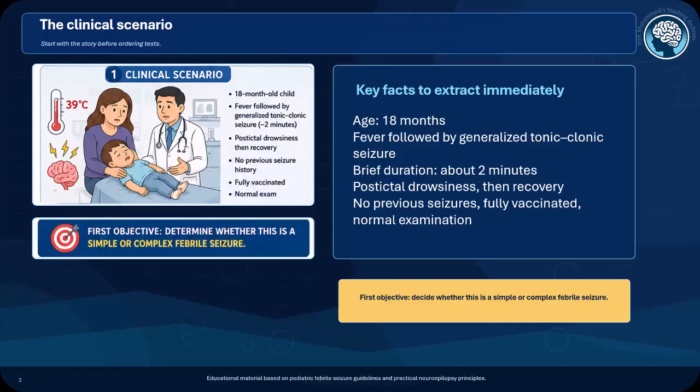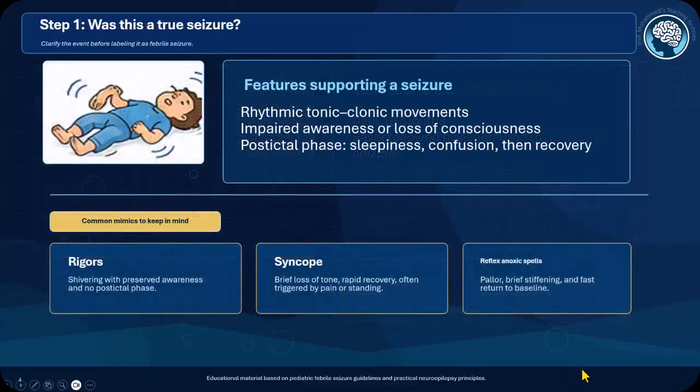Next slide. Before labeling the event as a febrile seizure, we must first ask, was this truly a seizure? This question is more important than it may seem. Families may describe any shaking episode during fever as a seizure, but not every shaking event is epileptic. Features that support a true seizure include rhythmic tonic-clonic movements, impaired awareness or loss of consciousness, and a postictal phase with sleepiness, confusion, or gradual recovery.